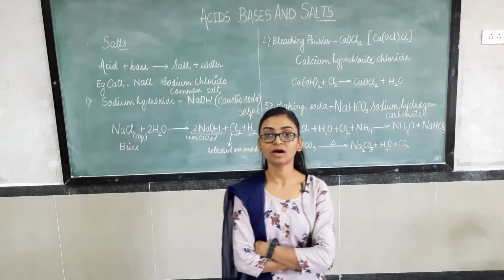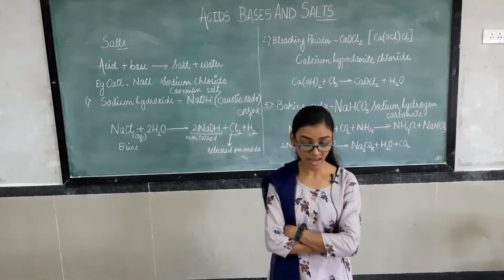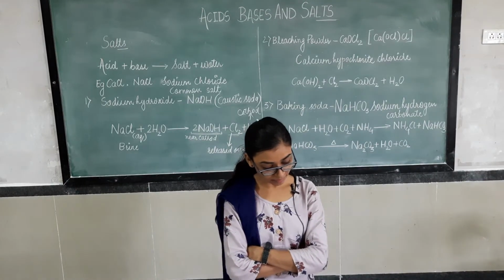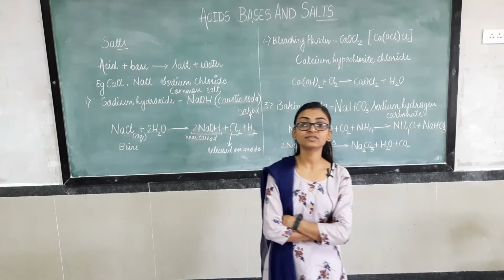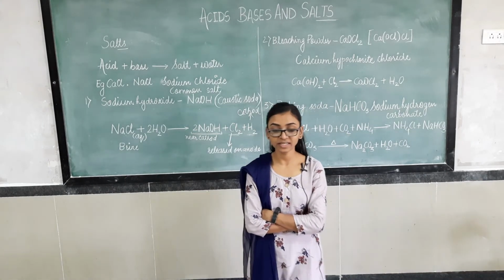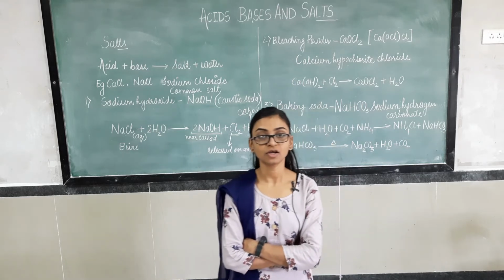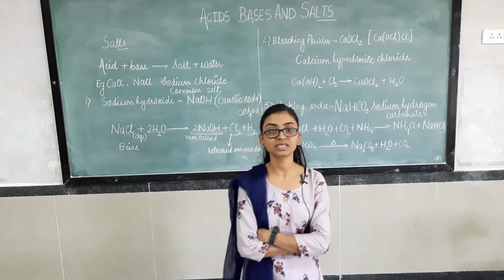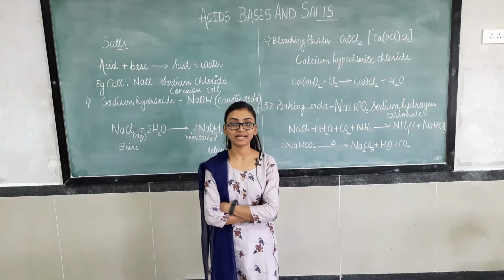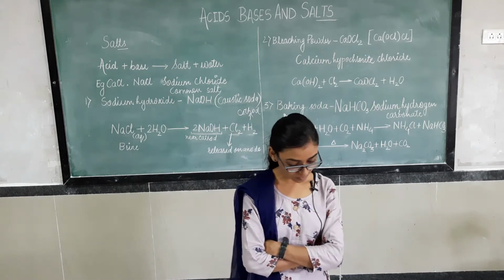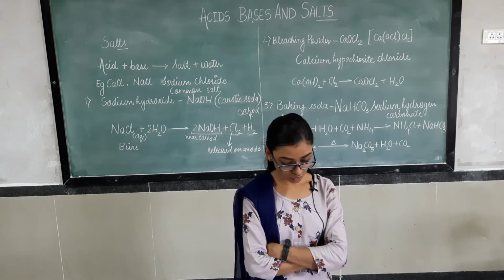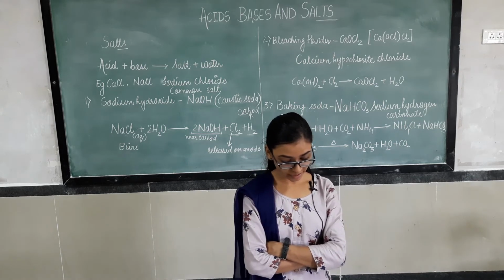Where this sodium hydroxide, or caustic soda, is used. First, it is used to make soaps and detergent. We have seen that soaps are basic in nature. So which base is generally used here? Sodium hydroxide, NaOH, is used in the production of soaps and detergent.